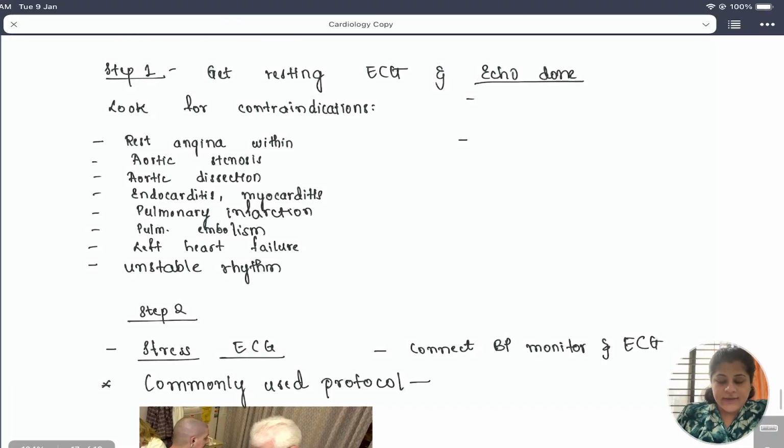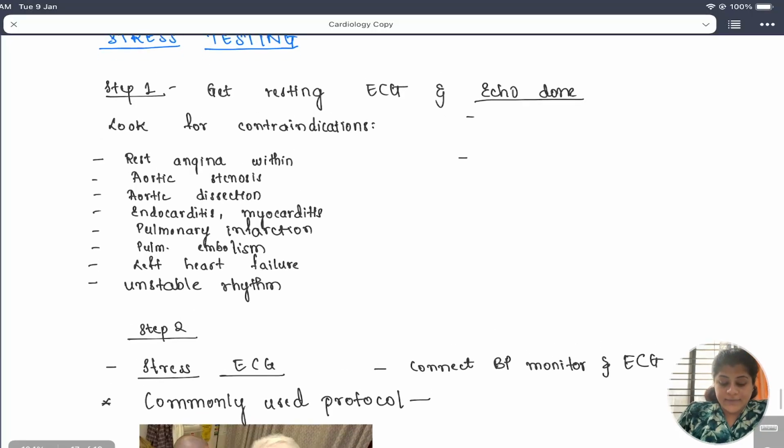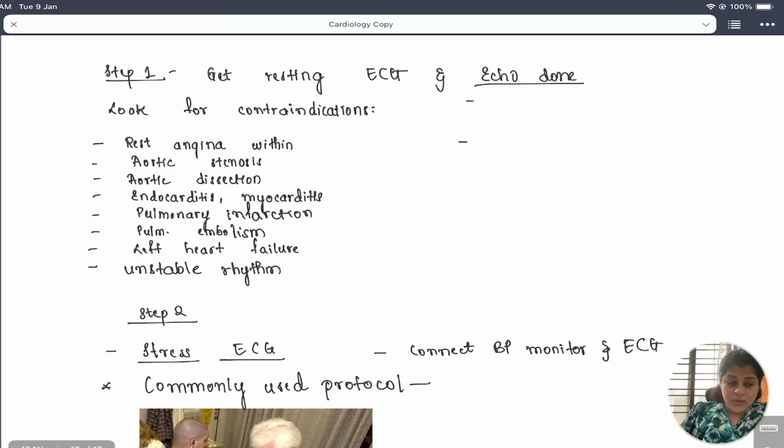The first thing is, for any stress ECG, there are a few contraindications. You cannot directly tell the patient to get a treadmill test done. You will have to see if there are any contraindications. If there are none, only then can you ask the patient to proceed with the treadmill test. So the first thing is, always get a resting ECG and echo done, and look for contraindications.